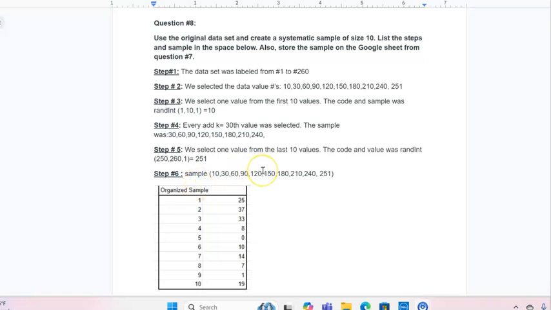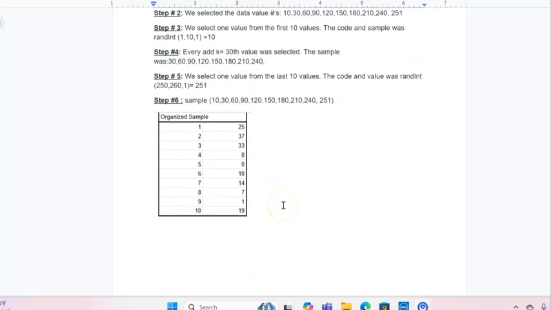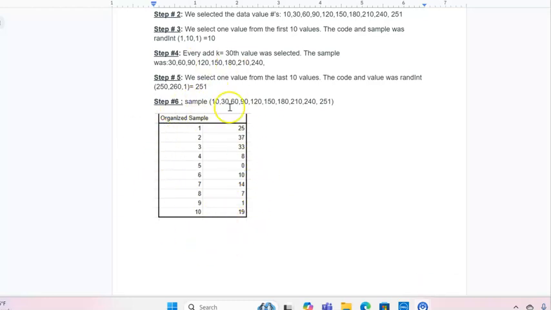All the integers that were selected are going to be listed in step 6. There's just going to be 10, 30, 60, 90, 110, 150, 180, 210, 240, and then 251. And then in the data set, this is a screenshot of the organized samples, which is going to show the 10 values, the number of values that were selected, and this is from our data set. This column is going to be the sample numbers that were selected.